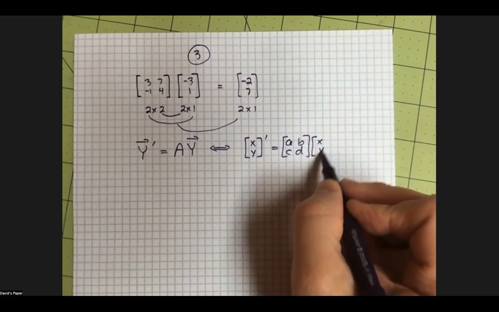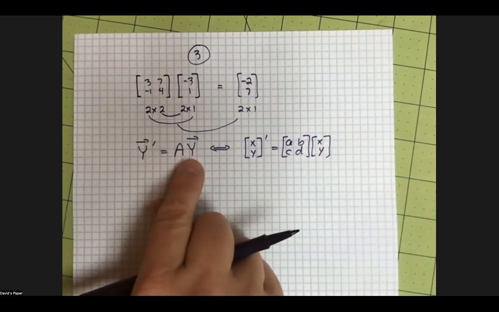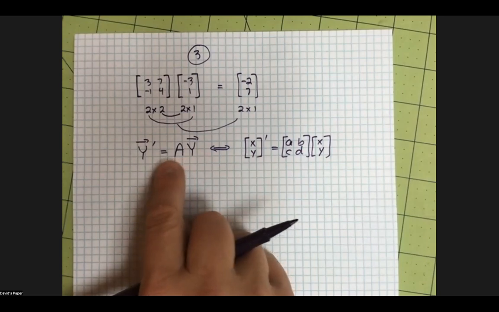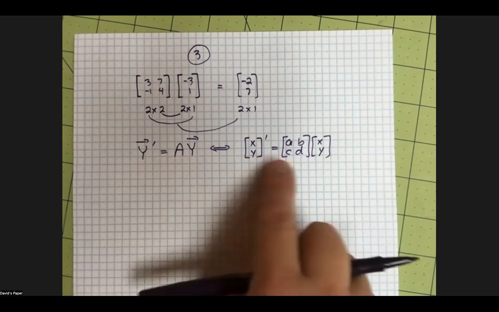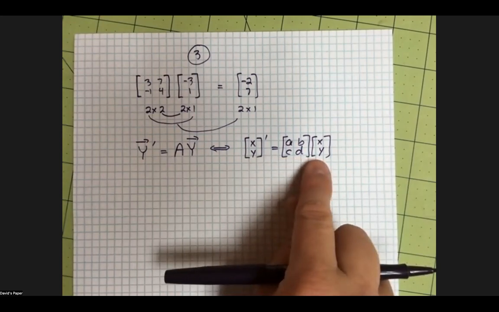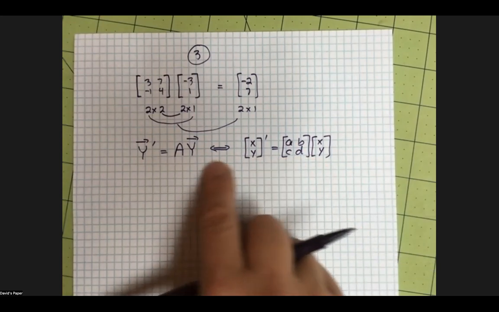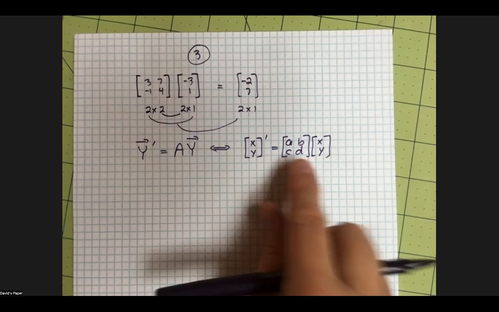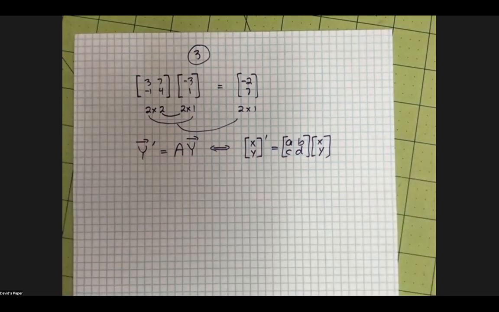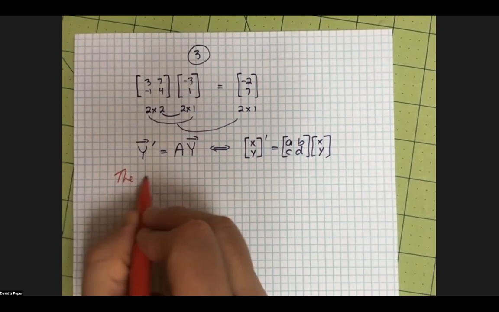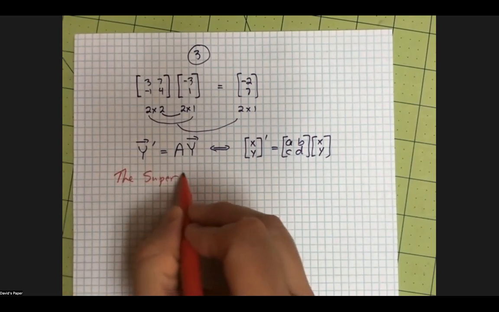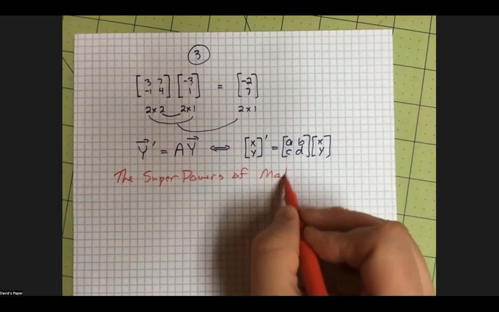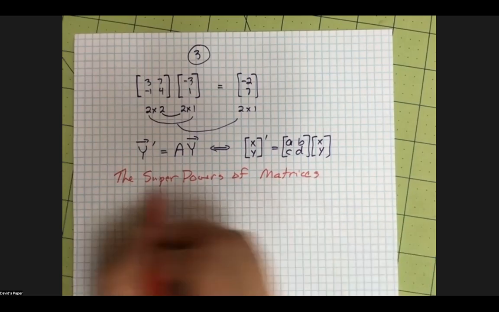And I write this vector equation in this fashion because it just saves me some writing. Instead of saying A, B, C, D, I just get to say matrix A. But we're only going to use this equation in the 2x2 context. So we need a program for solving these. And so we need to investigate the superpowers of matrices. And that's what your handout is about.